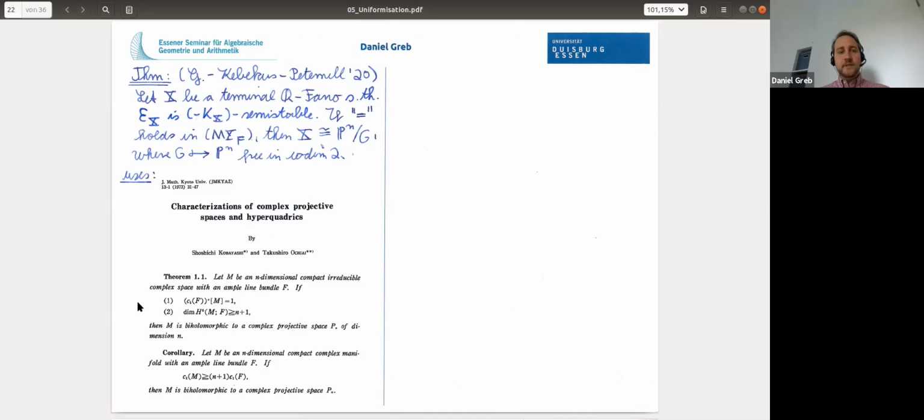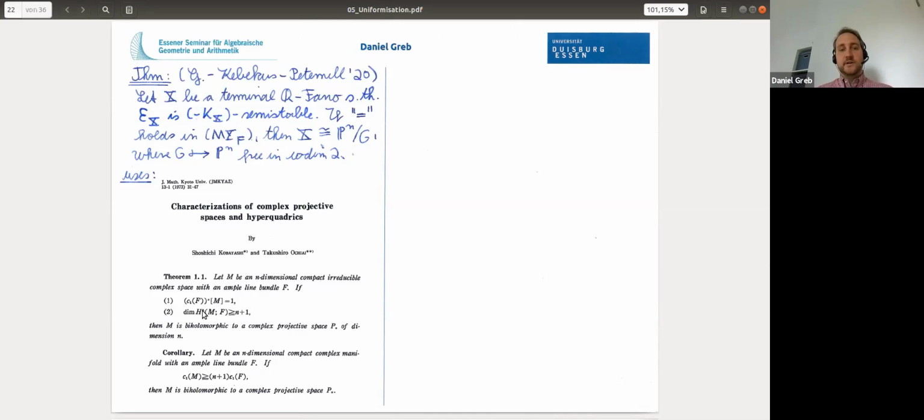Okay, and how do you prove this? You really just look at the map induced by the sections, and then you use condition 1 to see that it has to be base point free and injective. I mean, you see that H^0 is not just bigger than or equal to n+1, but exactly n+1, and then this map will give you an isomorphism to Pn.